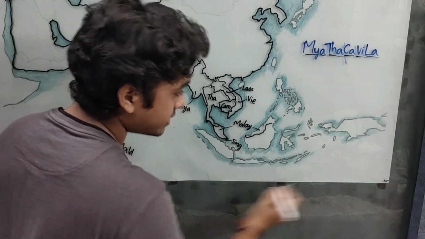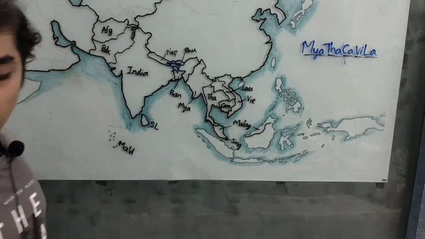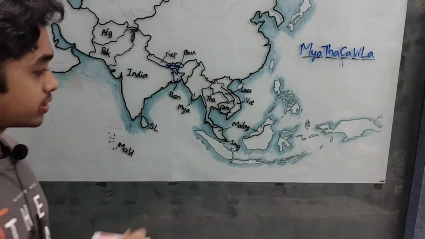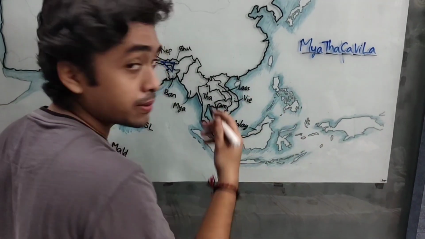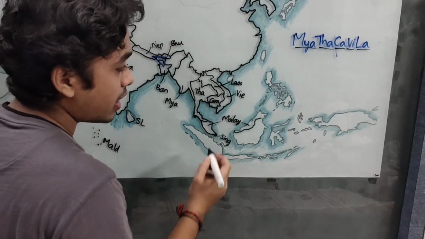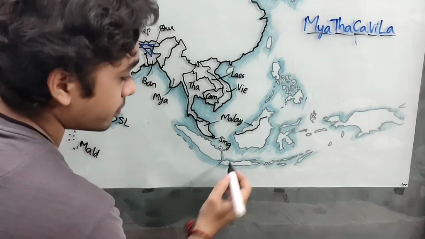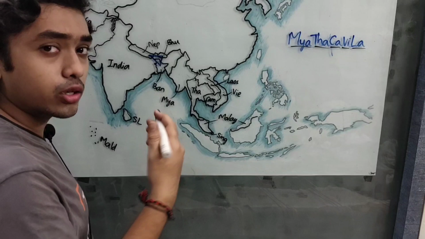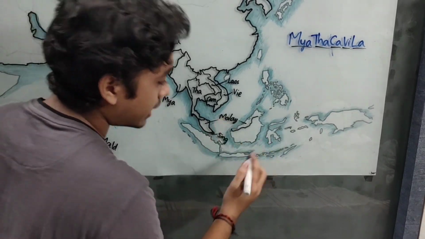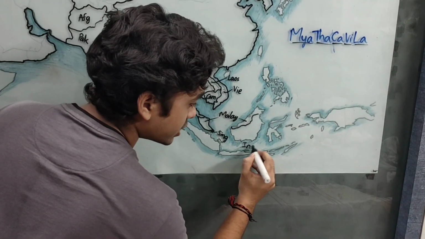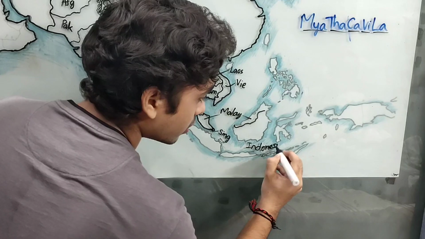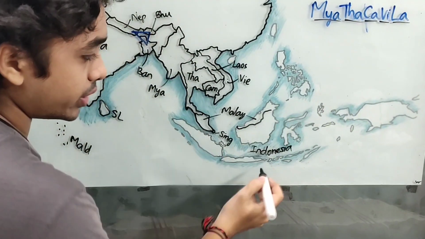Next, let's come to these islands. This archipelago here is known as the Malay archipelago. What is an archipelago? It is a group of islands. So it contains these countries. The first major one is Indonesia. All these islands belong to Indonesia.